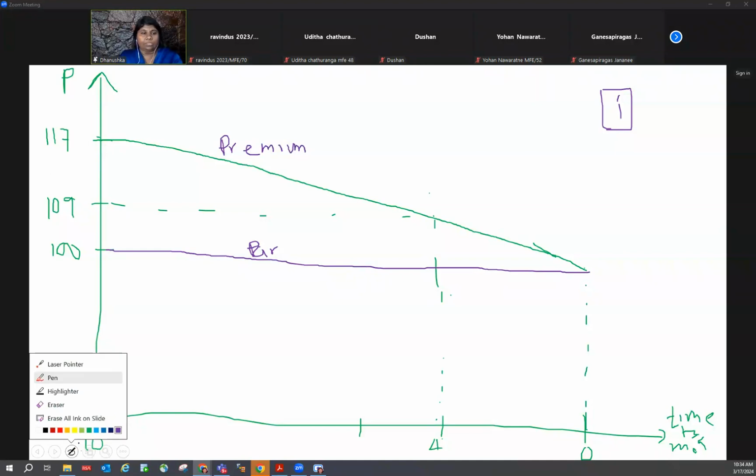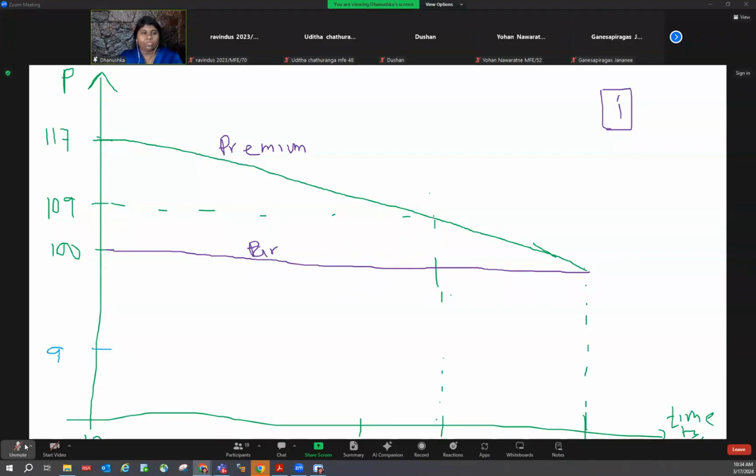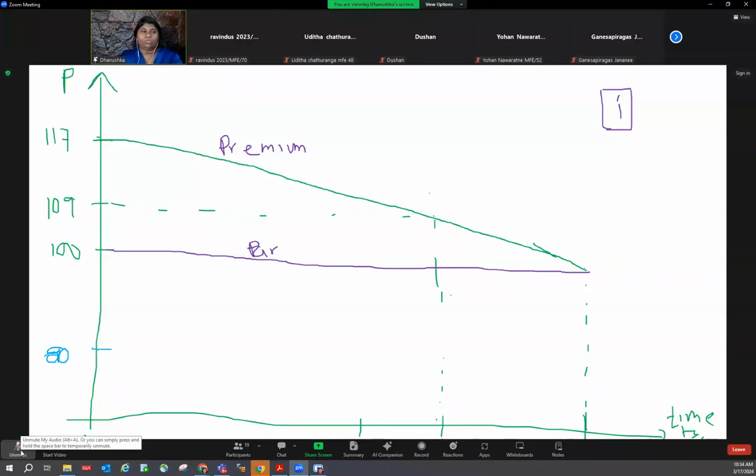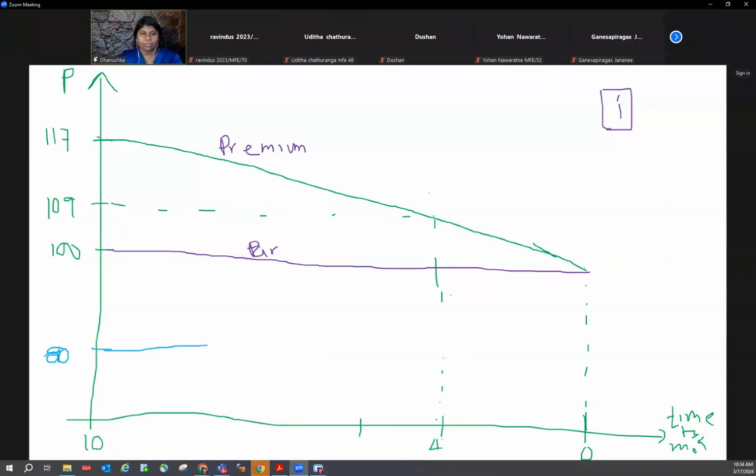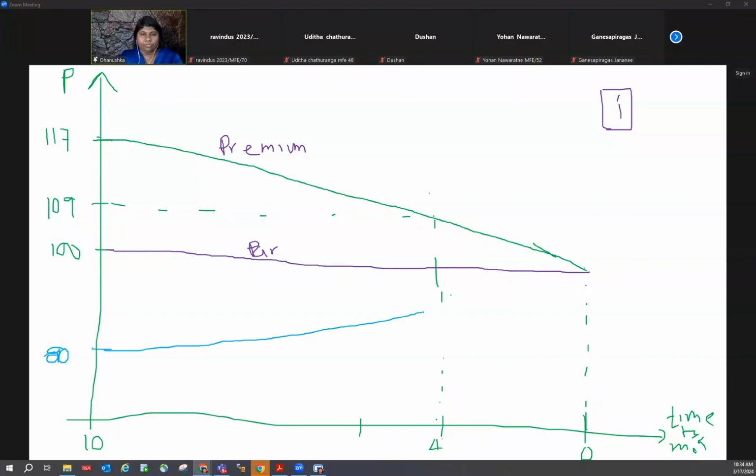And what do you think happens in discount bonds? Discount bonds, you start at like 90, 10 years to go. Let's say you start at around 80. What do you think happens in a discount bond? This will also move towards par, correct? Okay. In a slight curve, it will move towards par. Yeah, it will move towards par. That's a discount bond.